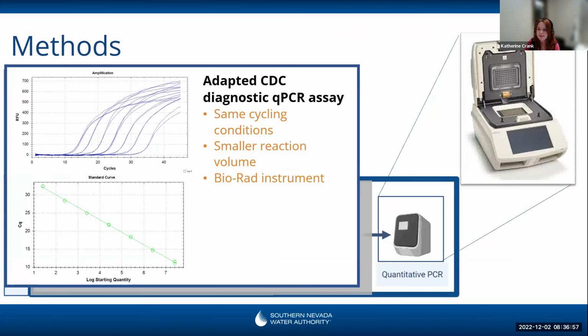In order to quantify C. auris in our samples, we used the CDC designed and validated assay for clinical diagnosis of C. auris infections. We adapted it to our qPCR instrument and our reaction volumes, but we used the same primer and probe sequences and cycling conditions.